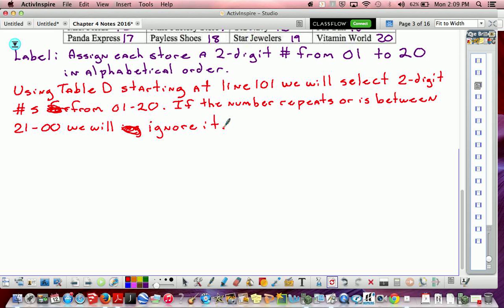I'm sorry? What's that last sentence? What is that? The number repeats. If the number repeats or is between 21 and 00, we will ignore it because it doesn't represent one of our stores. Okay? And if it doesn't make sense quite yet, let me show it on the random number table, on the random number digits.